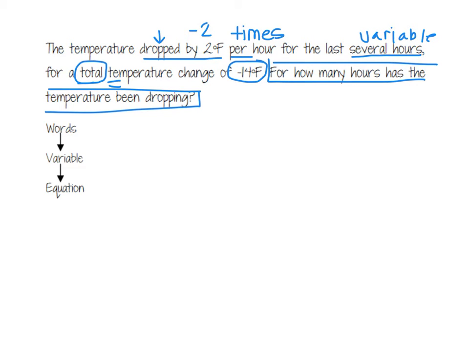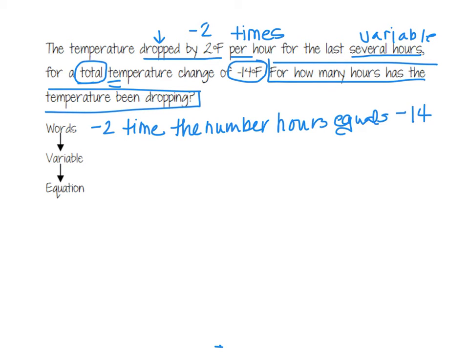All right, so we marked that text all up. So now we're going to take it, clean it up a little bit, and we're going to write our words that we know. We know that it went negative 2 times the number of hours will equal negative 14 degrees. So 2 times the number of hours equals negative 14. So I'm going to let H represent my hours, the number of hours the temperature dropped.